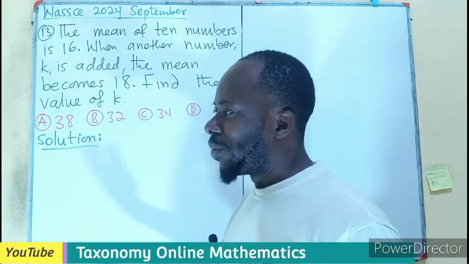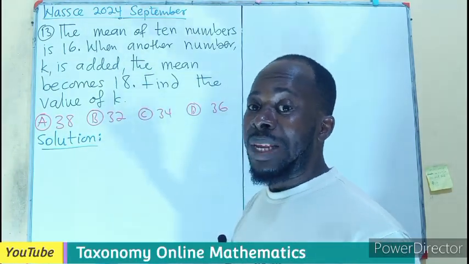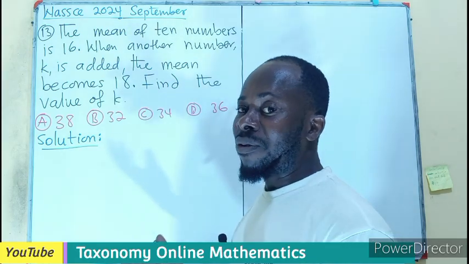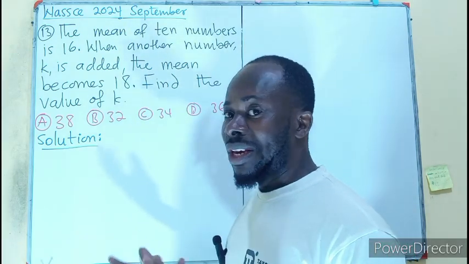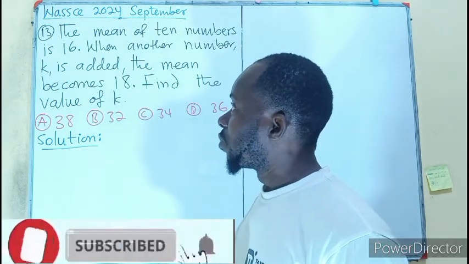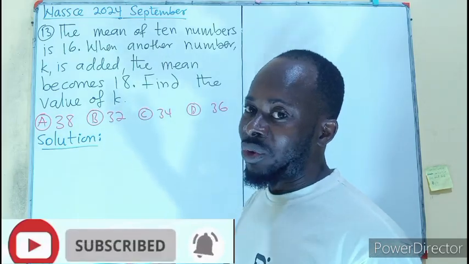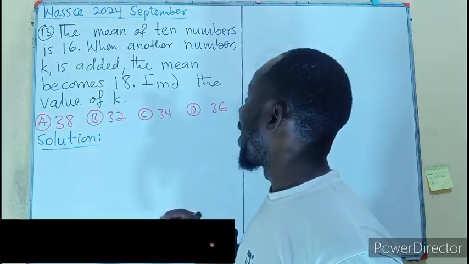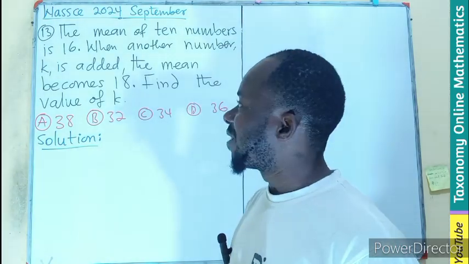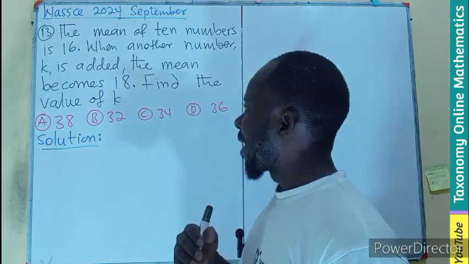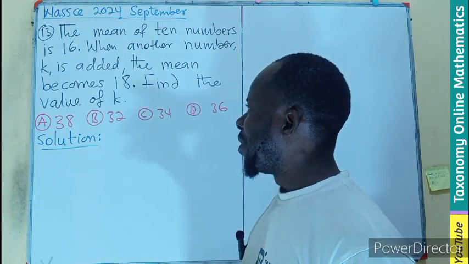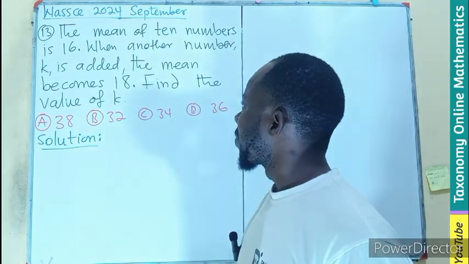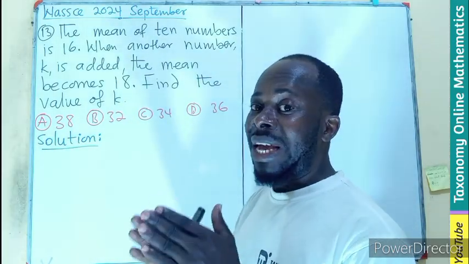Let's learn how we can apply the concept of the mean, which is the average of data, in solving application questions. So this is question 13, WASSCE 2024 September edition. The mean of 10 numbers is given as 16. When another number k is added, the mean becomes 18. We have to find the value of that k.